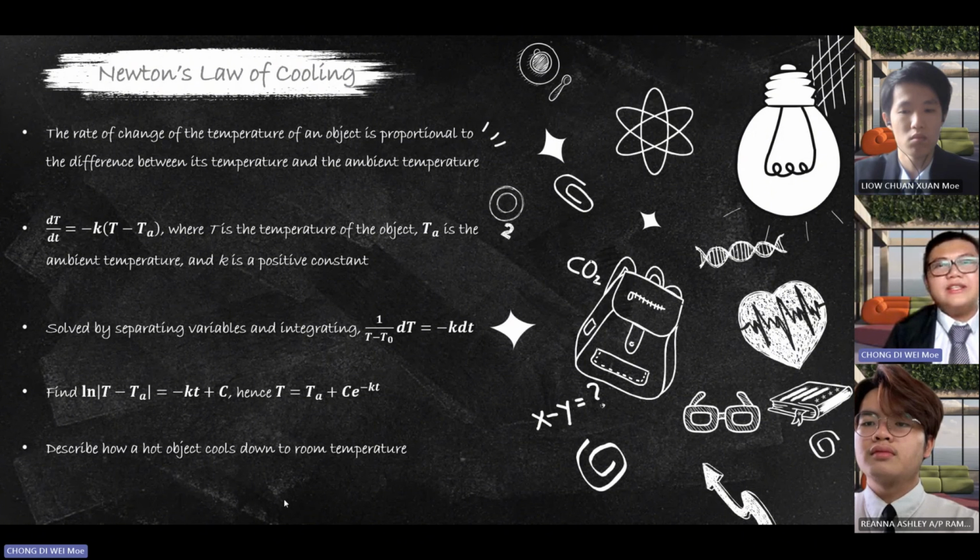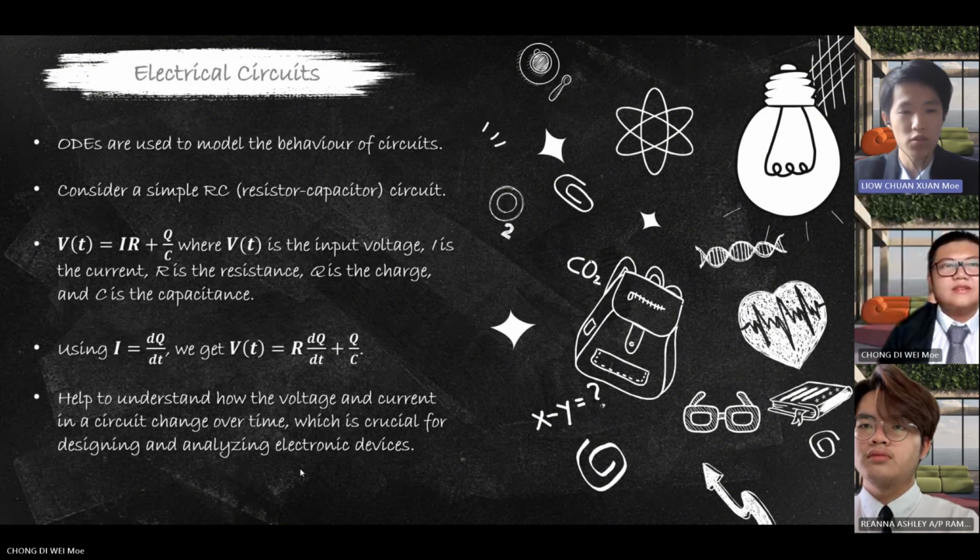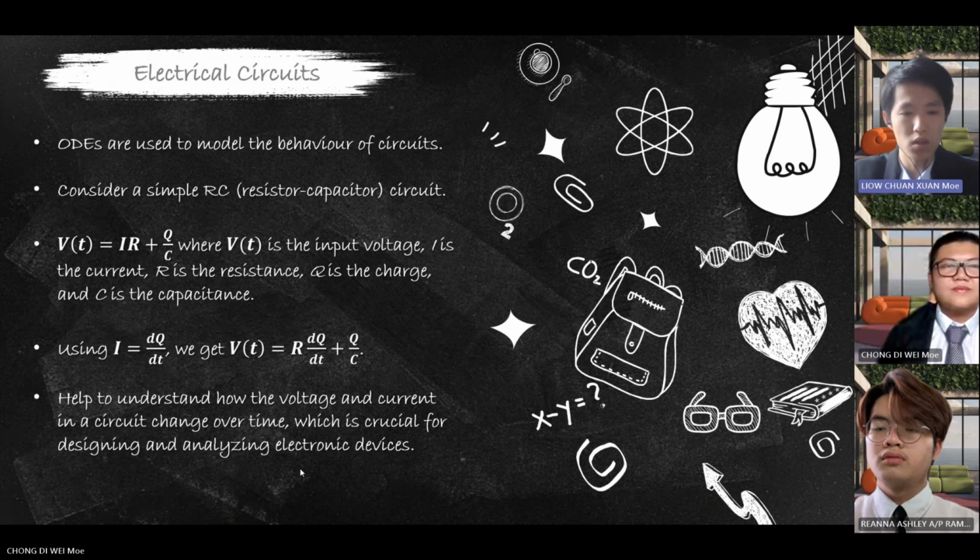Thank you, Jia Ze. Now, Xuan, can you tell us the uses of ODEs in electrical circuits? Sure. In electrical engineering, ODEs are used to model the behavior of circuits. Consider a simple RC resistor capacitor circuit. The ODE is V(t) equals IR plus Q over C, where V(t) is the input voltage, I is the current, R is the resistance, Q is the charge, and C is the capacitance. Using I equals dq over dt, we get V(t) equals R times dq over dt plus Q over C. Solve this first order linear ODE for Q(t) and subsequently for I(t).